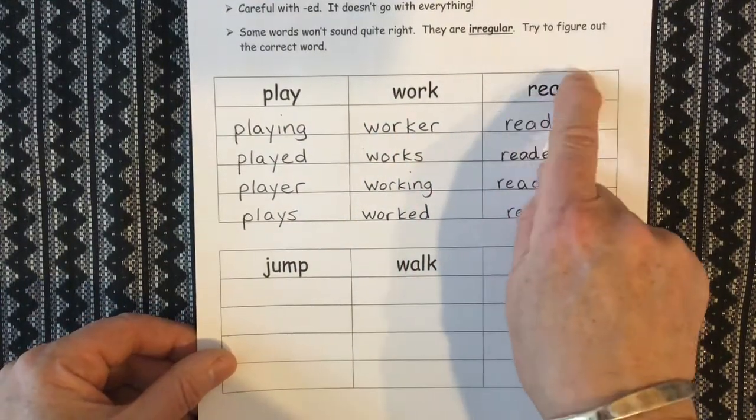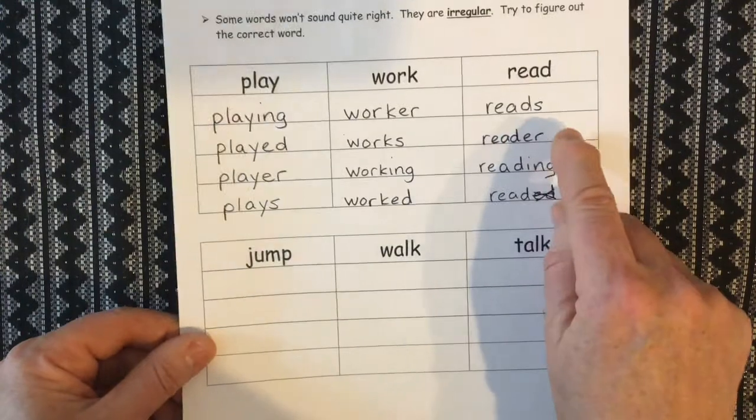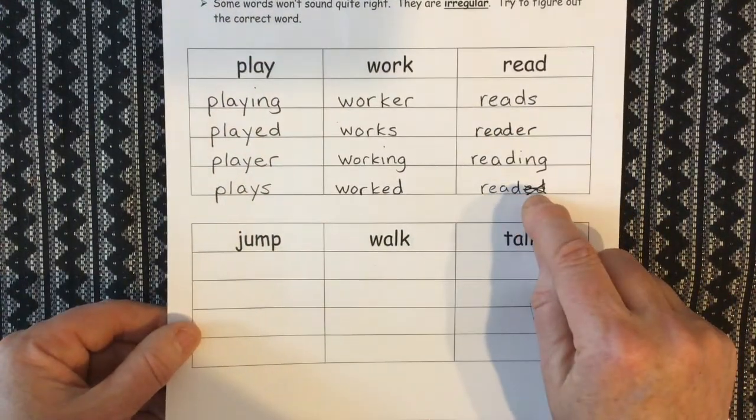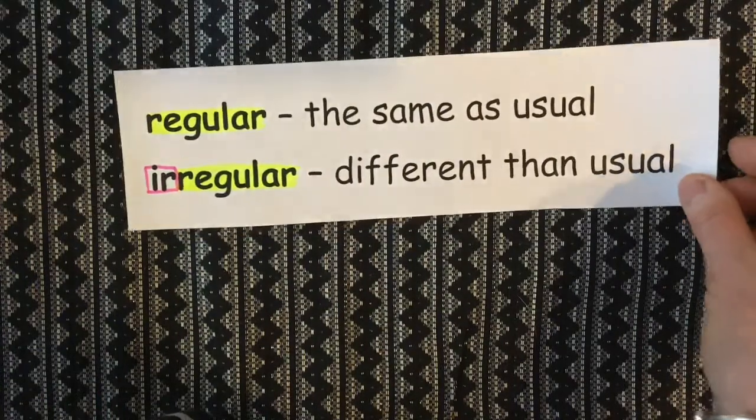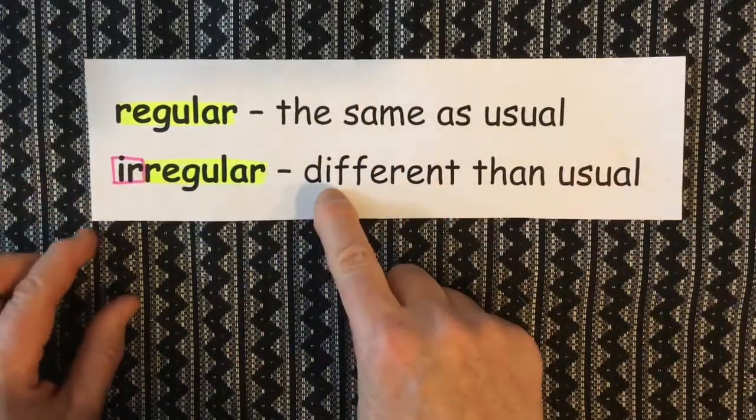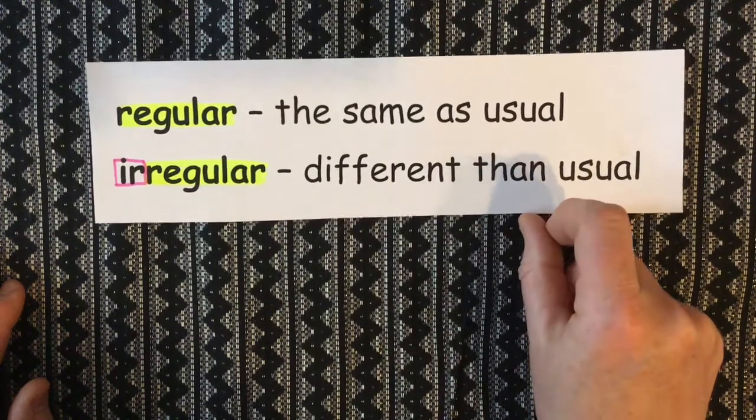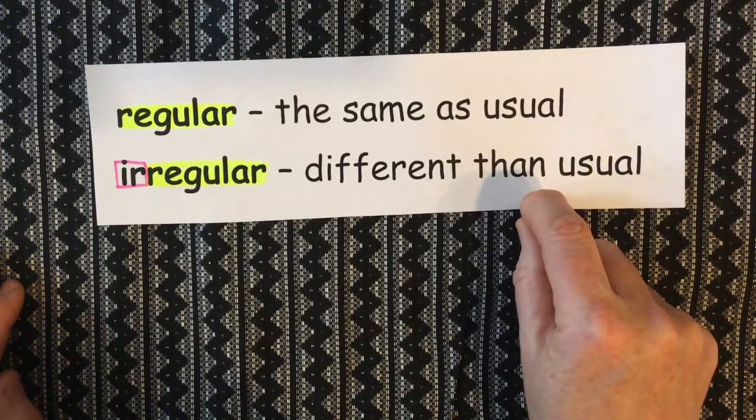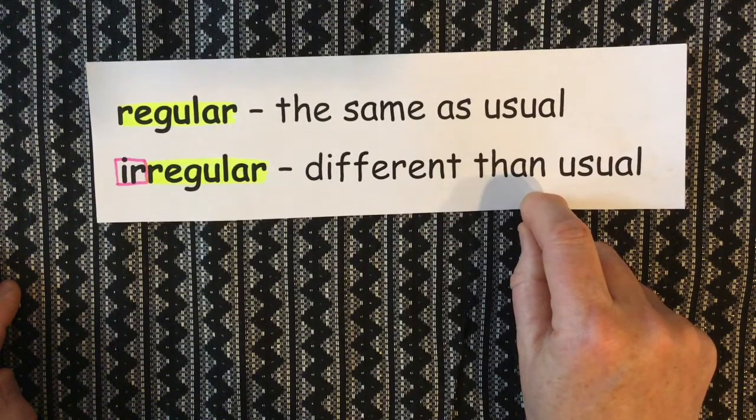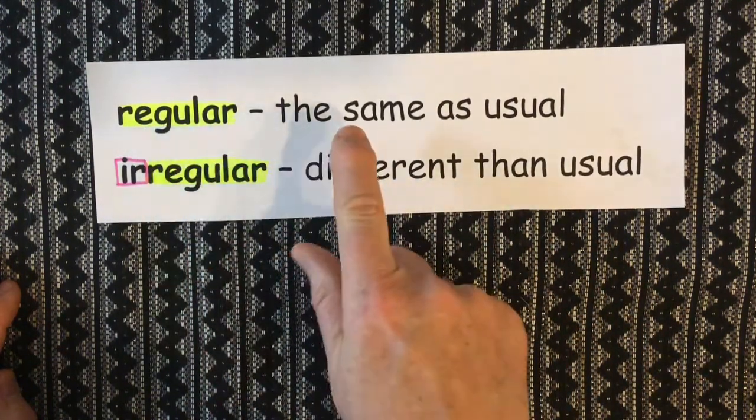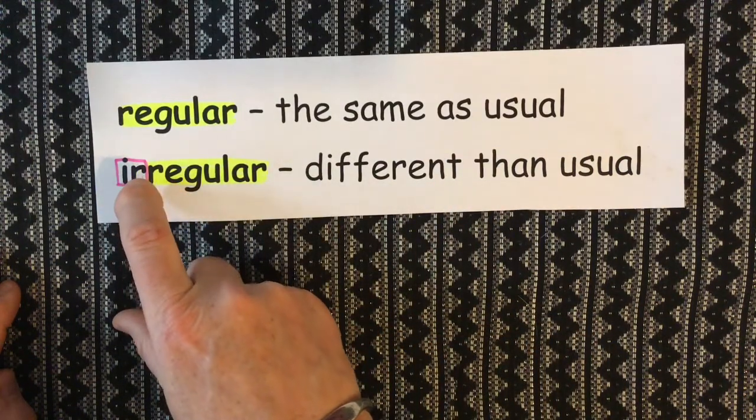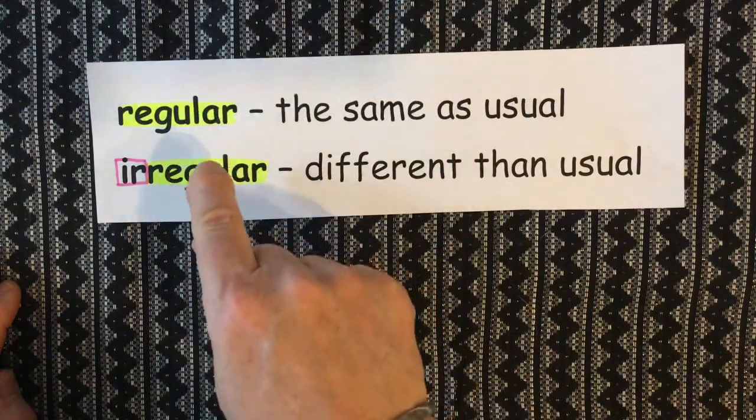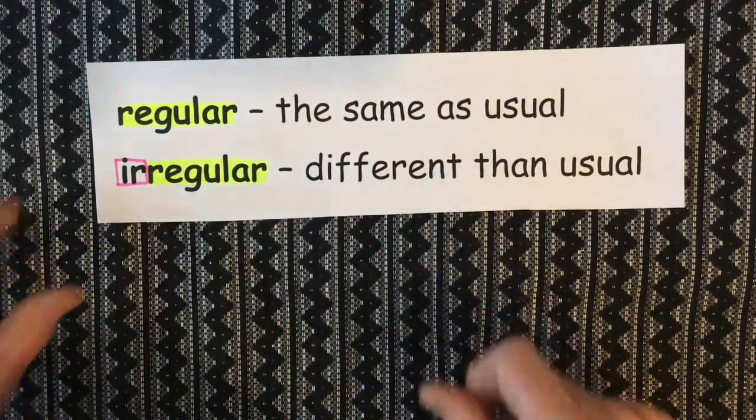And remember last time when we did the action word read, we found that when we tried to add the ending ed, it didn't work. And we learned about how some action words are irregular, meaning they are different than usual. They don't work the same. You don't put them together the same. The endings won't always work the way they usually do. Remember, regular means the same as usual. Irregular, when you add ir on the front of a word, that means like not, cancels out the original meaning, so it means different than usual.